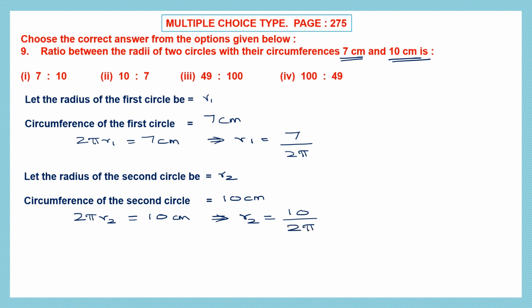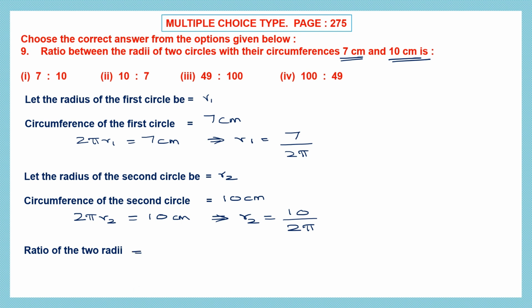Now how did we get this? 10 is already there. Now we have moved 2 pi from this side to the other side, so it becomes division. So this is 10 by 2 pi. Now let's find the ratio between the radii. Now we know what R1 is and R2 is. Now let's find the ratio of the two radii.